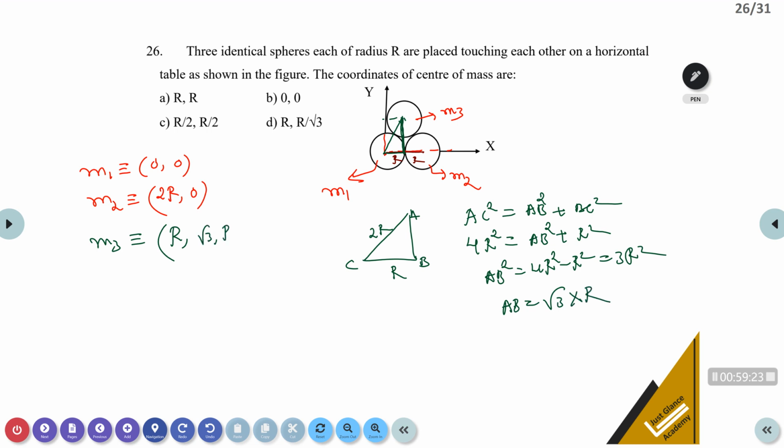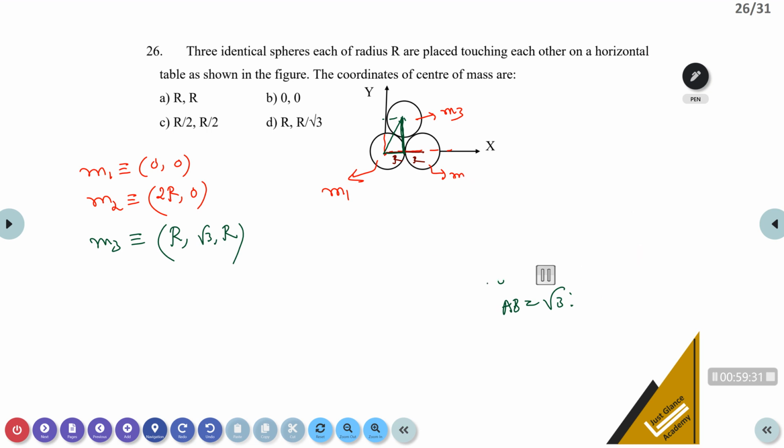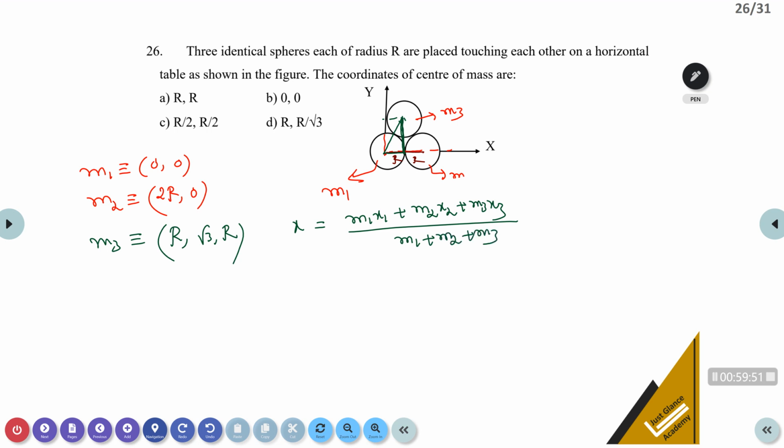Square root of 3 into R. These are the coordinates. Once you are able to find the coordinates, nothing in it. Okay, I will repeat this portion. Then x coordinate, we know the formula: m1 x1 plus m2 x2 plus m3 x3, divided by m1 plus m2 plus m3.